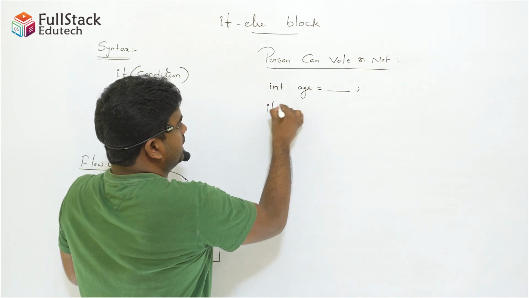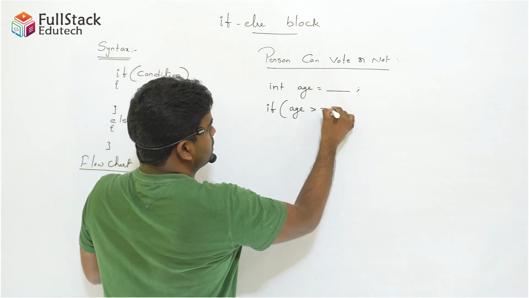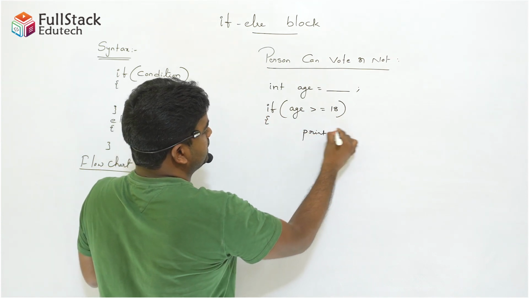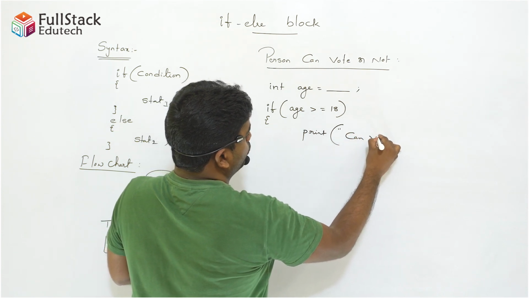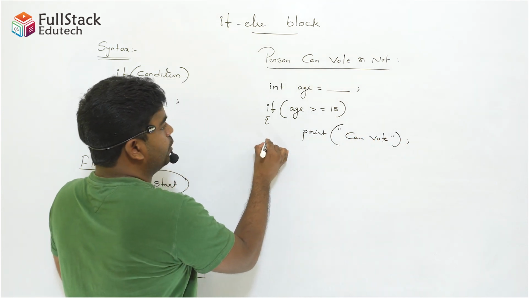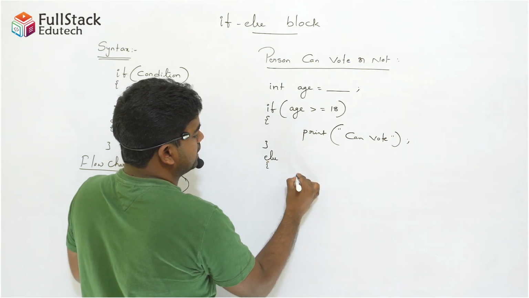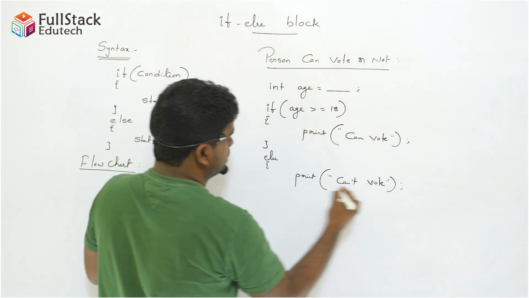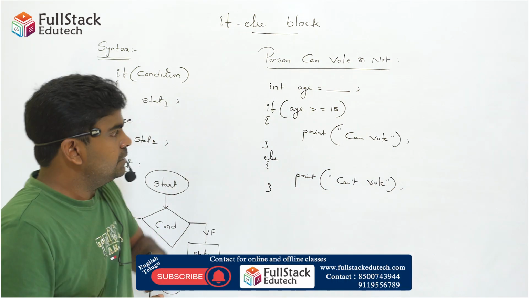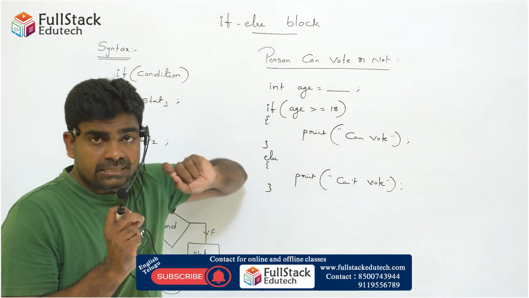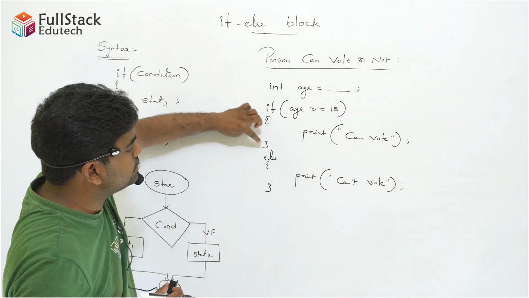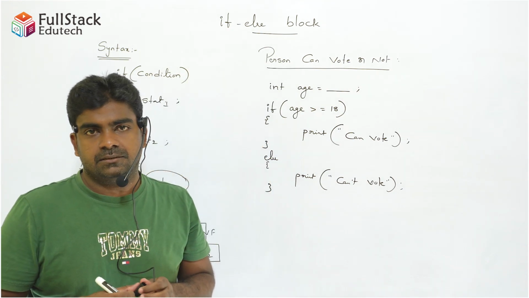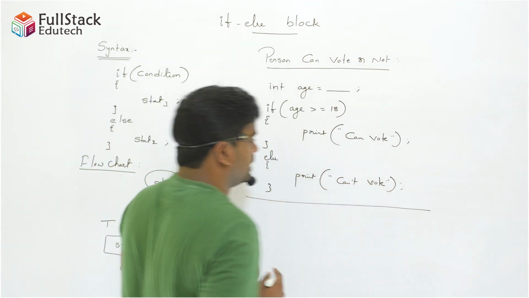Suppose the age is greater than or equal to 18, then we can say yes, the person can vote, else the person cannot vote. This is the simple way. If you want to write only one statement as a block, then there is no need to specify the block. Only one statement means no need to specify the braces. One more example I'll explain, you will get clarity.